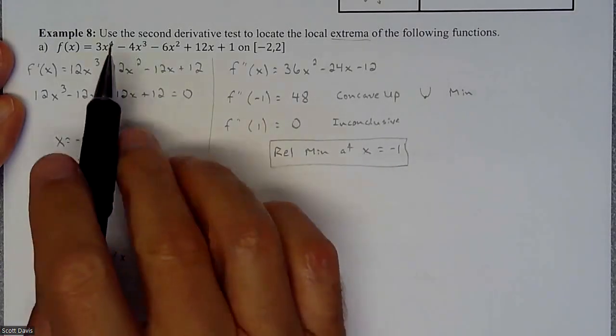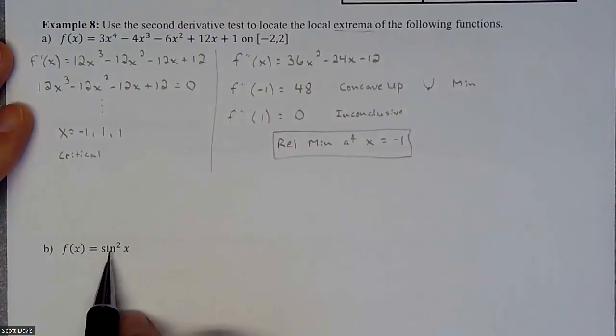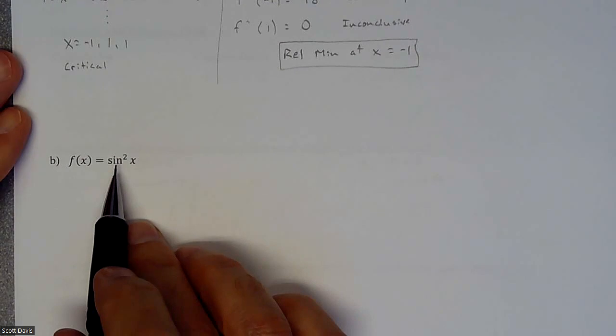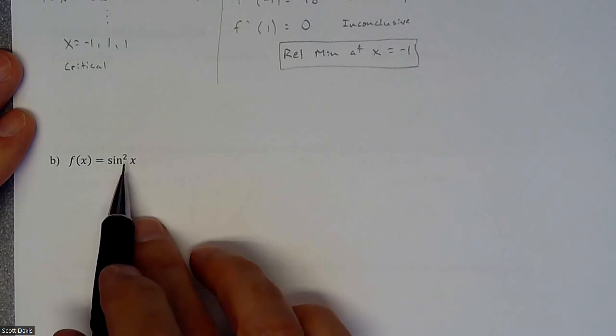In this example, we are going to use the second derivative to locate any extremas, which basically means we're going to take the first derivative, find critical numbers, and then take the second derivative, plug those critical numbers into the concavity, so into the second derivative.